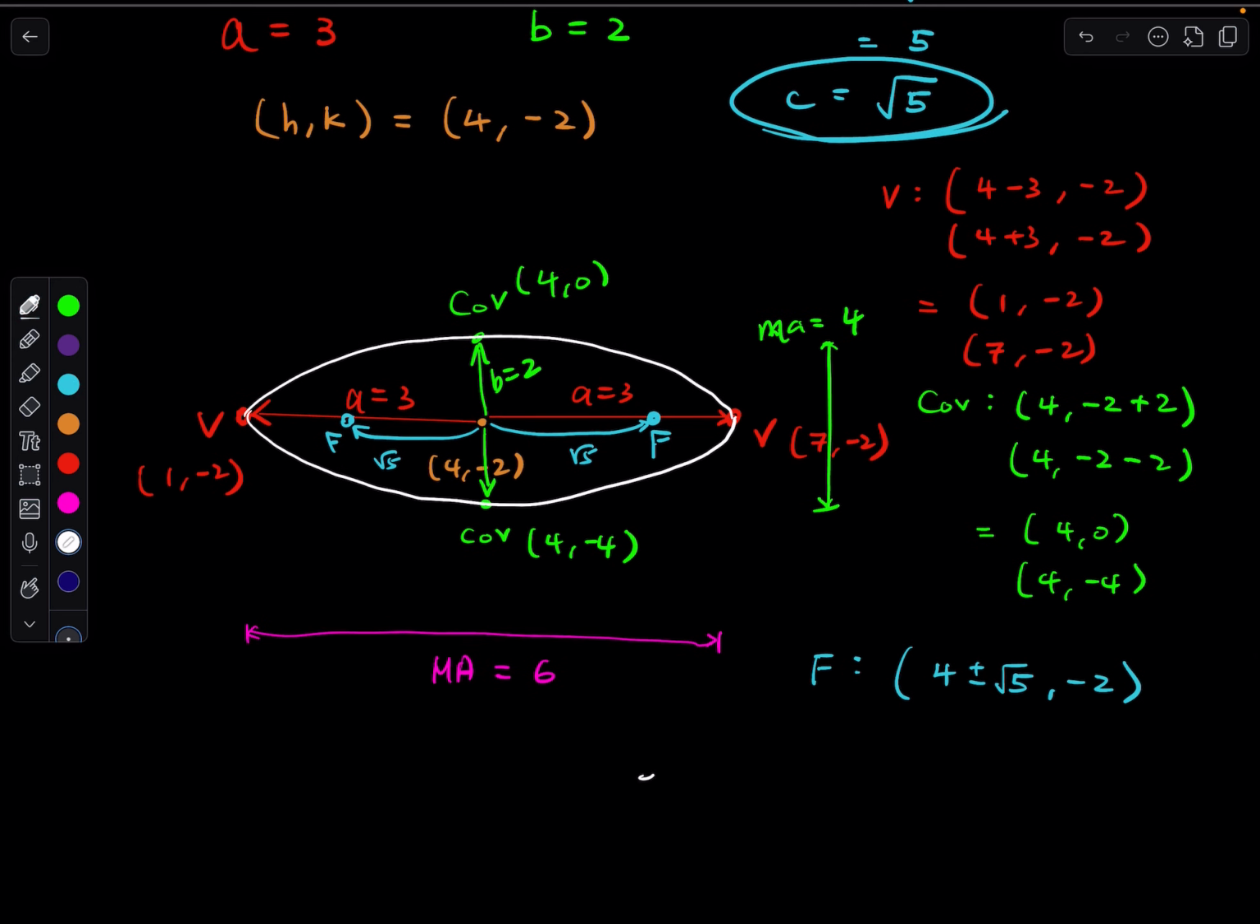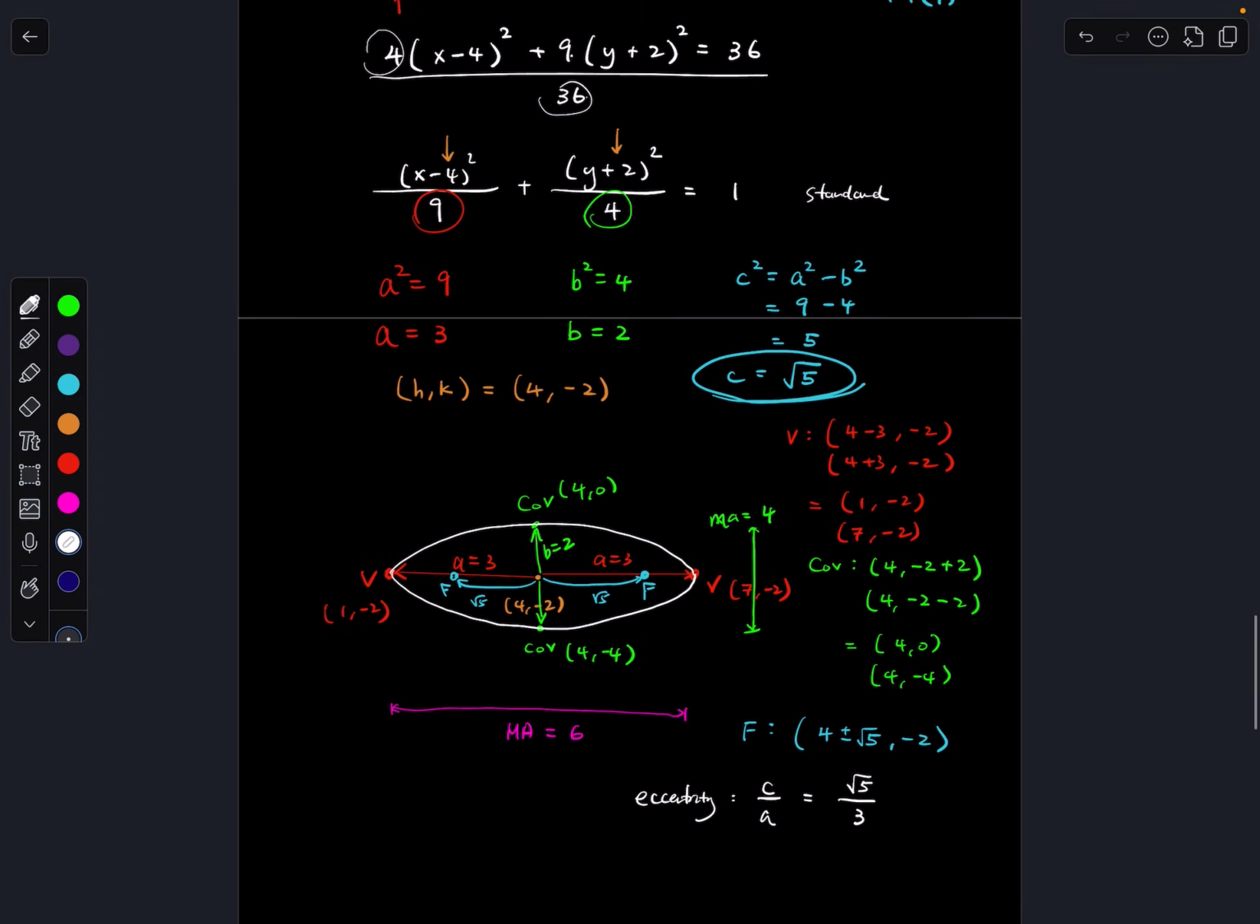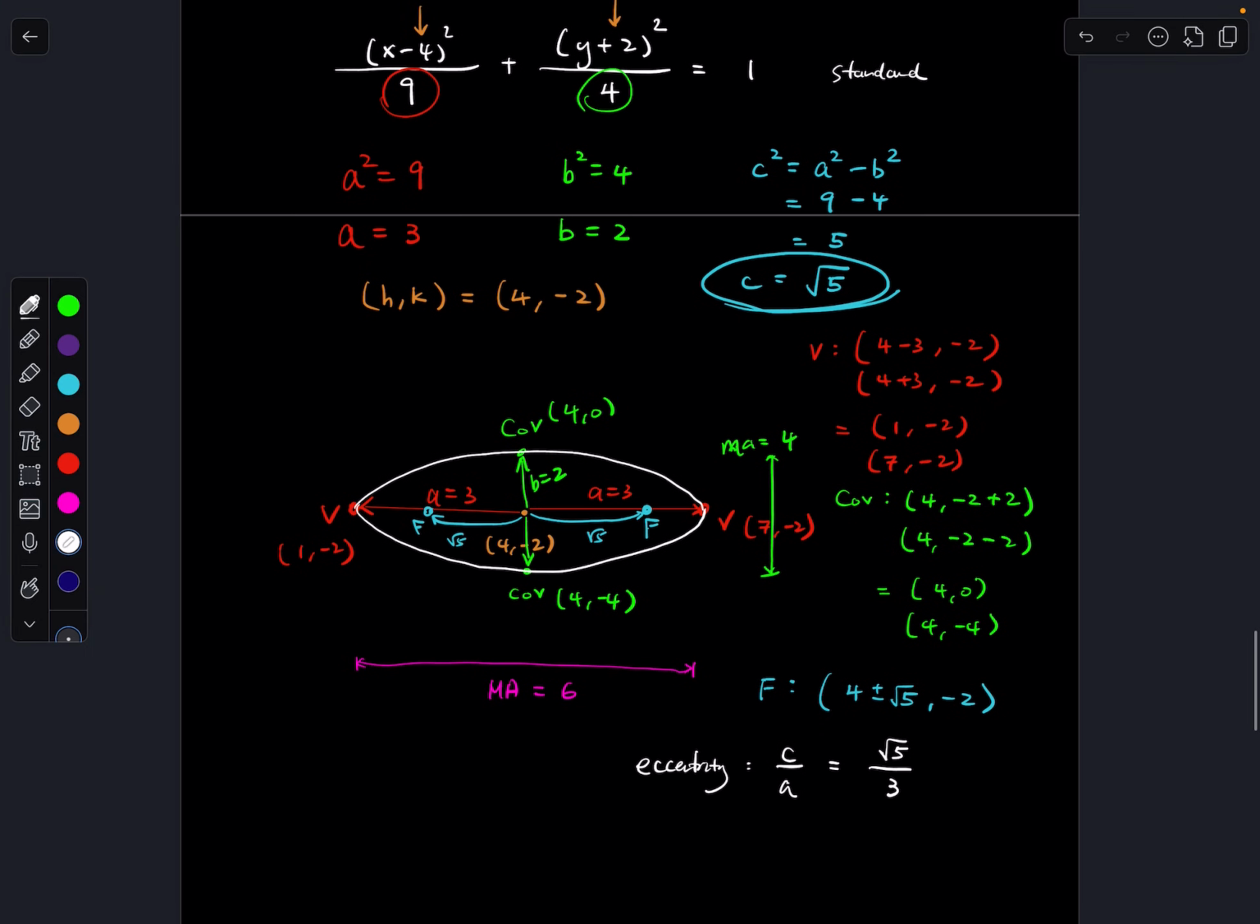Again, we're going to talk about eccentricity before we move on to the last one. Eccentricity is C over A. C is the value of root 5. And A is just your longer axis, so it's going to be 3. And that is your eccentricity. So this is how you draw an ellipse and find everything that you need to know for an ellipse.